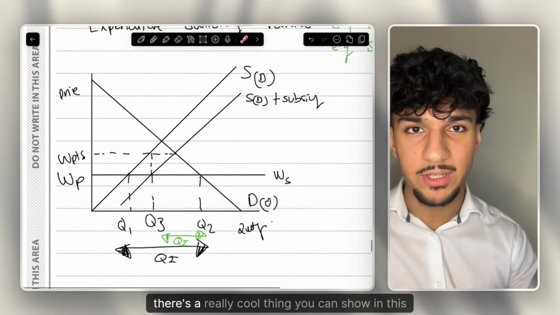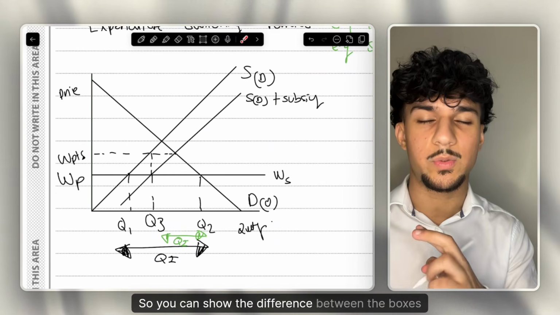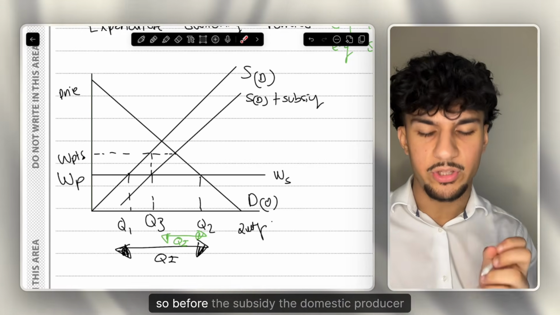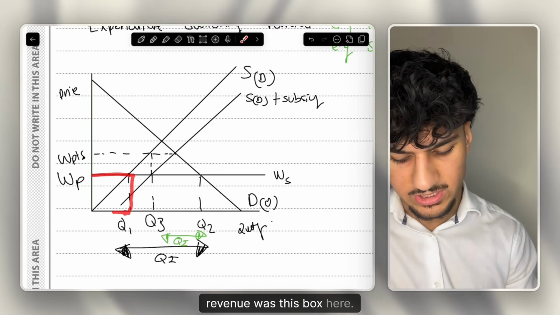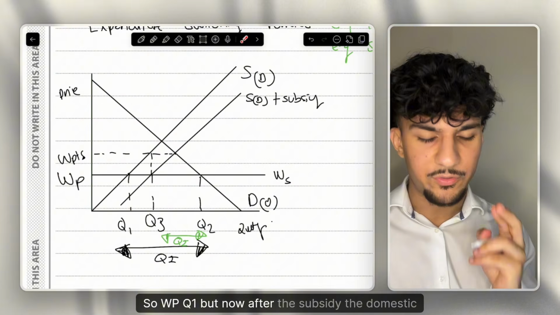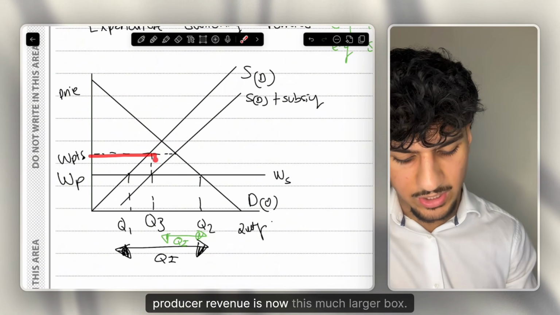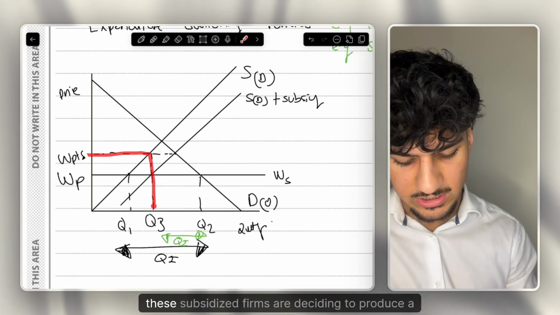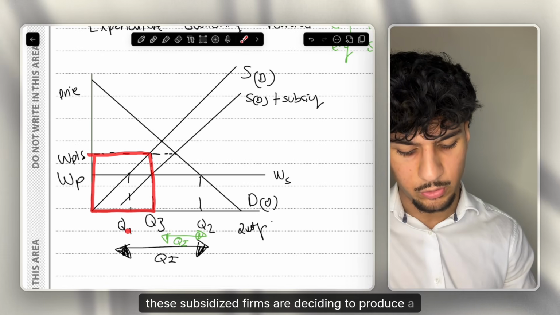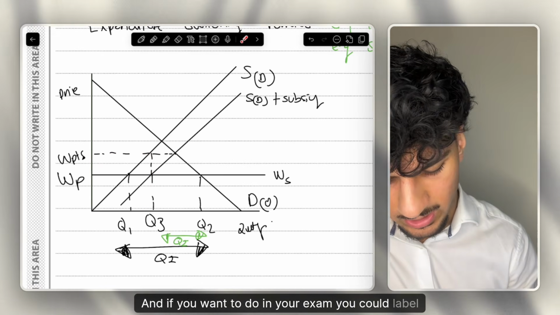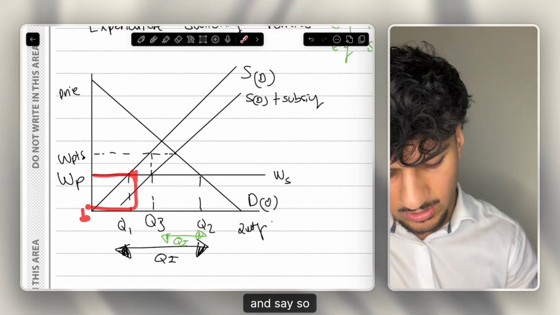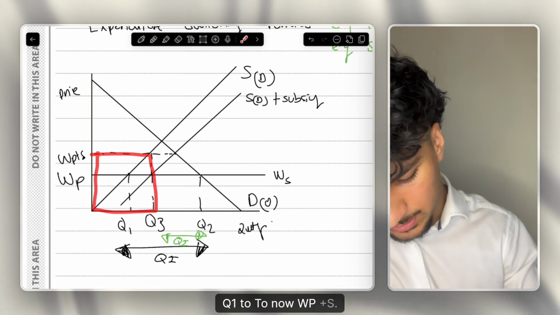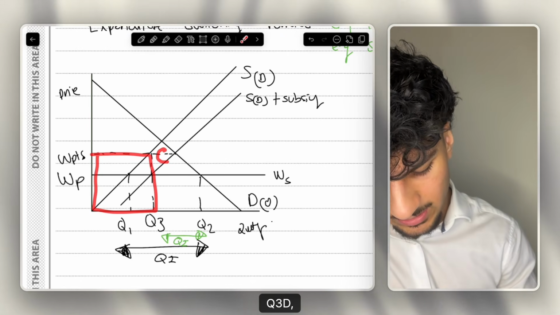Now, for the high level students, there is a really cool thing you can show on this diagram. You can show the difference between the boxes of domestic producer revenue before the subsidy and after the subsidy. Before the subsidy, the domestic producer revenue was this box here, so WPQ1. But now, after the subsidy, the domestic producer revenue is this much larger box. And that, of course, shows the incentive and shows why these subsidised firms are deciding to produce a higher quantity. And if you want to, in your exam, you could label WPAB and say the domestic producer revenue has increased from WPABQ1 to now WP plus S C Q3D, something like that.